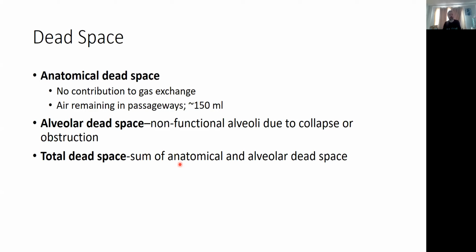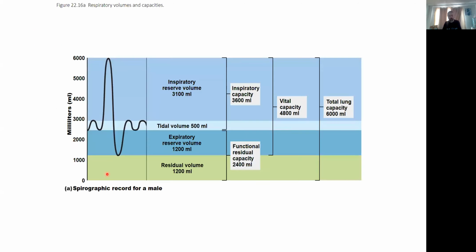Beyond that, we've also got what's called alveolar dead space. And this is alveolar space or alveoli that are blocked off, right? They don't work, right? So there might be mucus in the way, they might have collapsed, whatever, okay? We can take anatomical dead space and alveolar dead space, add them together. That's our total dead space. And that's a fairly large component of what this residual volume ends up being.